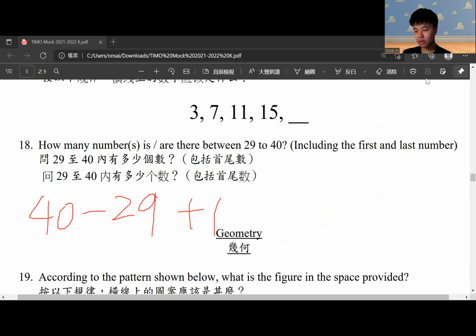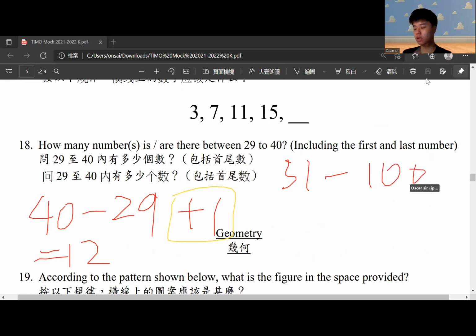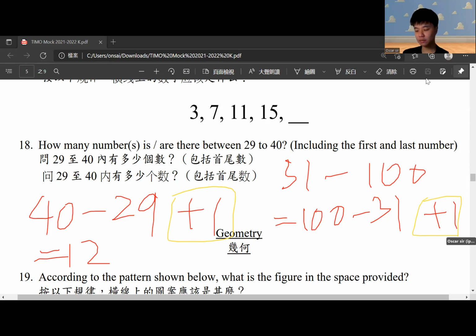Okay, the last number minus the first number and then plus 1. That's all. We can also find the 12, right? If next time the question asks you a very big number, just like 31 to 100, no worry, just use the same thing. 100 minus 31, and then finally plus 1. This is also the answer. This is the 17, okay?